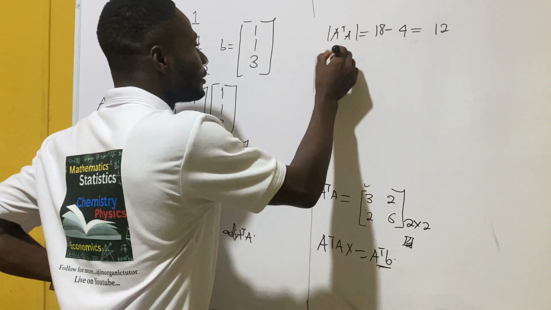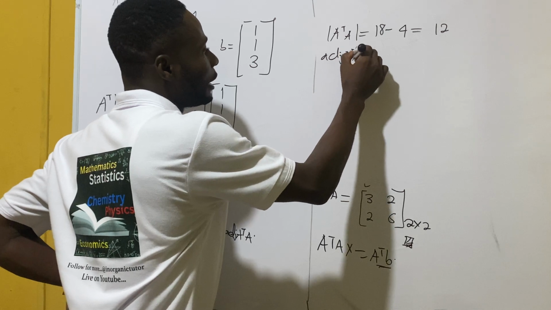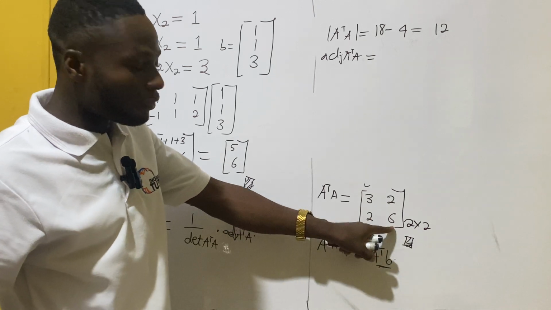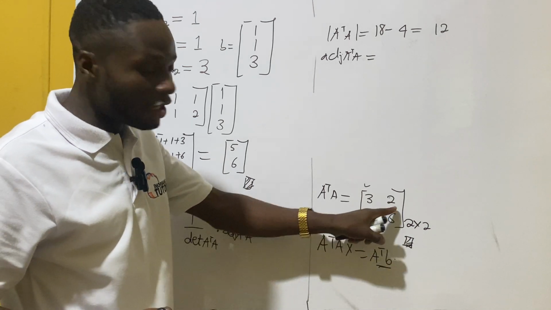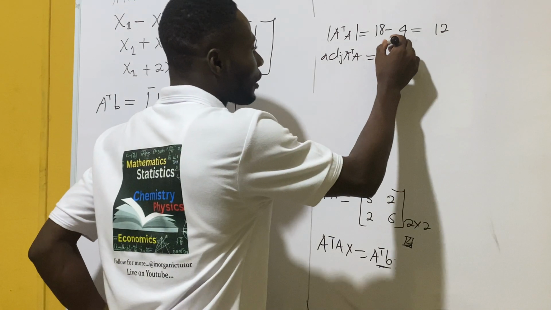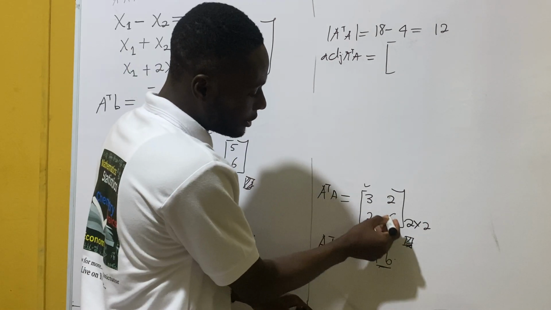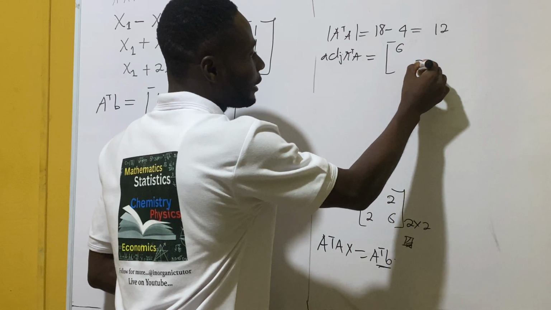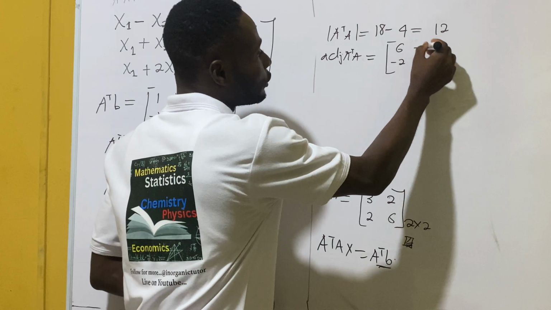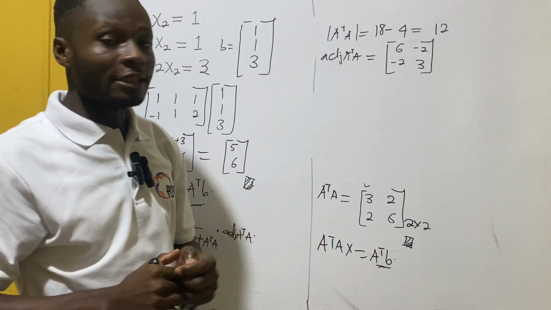So the adjoint of A transpose A is going to be, you change the position of the main diagonal, then you negate the off diagonal. That becomes your adjoint of a 2 by 2 matrix. So here, our adjoint will be changing the position of the main diagonal. This here is going to be 6, 3, then we negate the off diagonal. So we're going to have minus 2, minus 2, right? So this is the adjoint and this is the determinant.